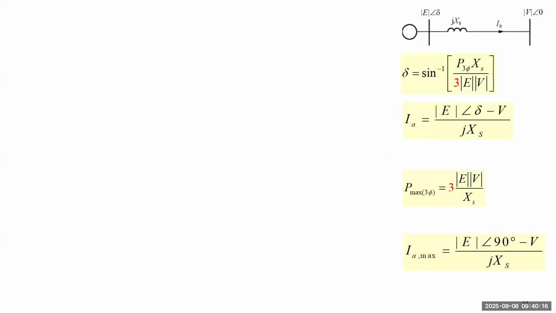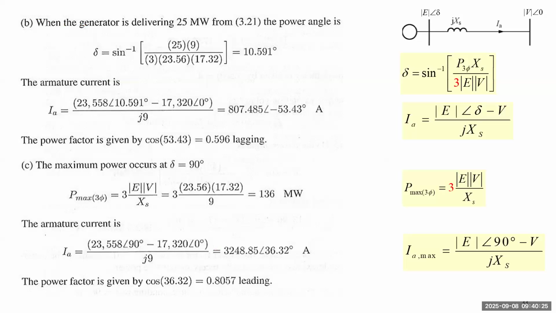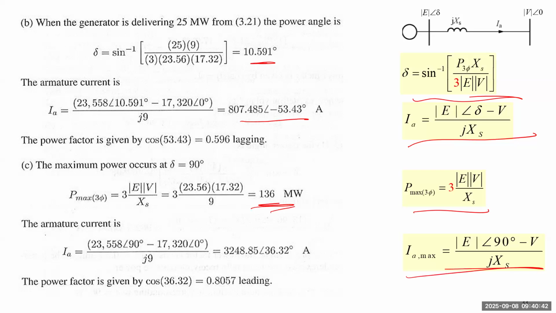Just continue. Basically, you use those formulas in sequence to get all the answers required for questions B and C. For B, we use this formula so you can calculate the delta angle. And then from here, we calculate the current. And for the maximum, this is just to calculate, for the maximum power, what the current will be.